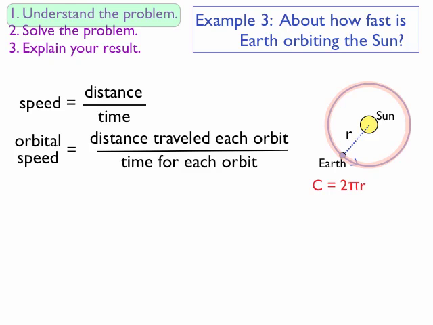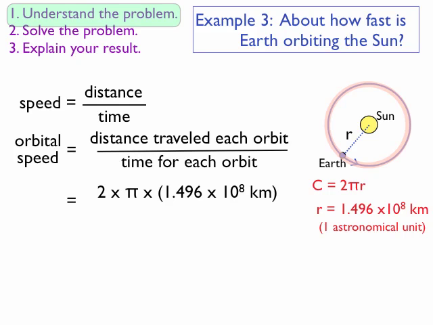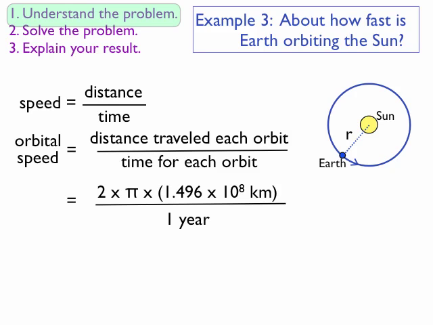The orbital radius is Earth's average distance from the Sun, which is 149.6 million, or 1.496 times 10 to the 8th kilometers. This orbital radius is also called an astronomical unit. We now put the circumference in the numerator of the equation, writing 2 times pi times the orbital radius of 1.496 times 10 to the 8th kilometers. In the denominator, we put the time for each orbit, which is 1 year, because that is how long Earth takes to orbit the Sun.